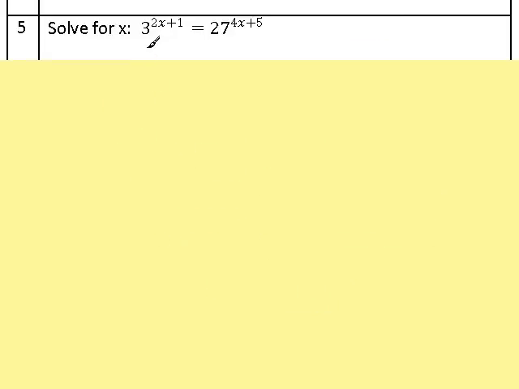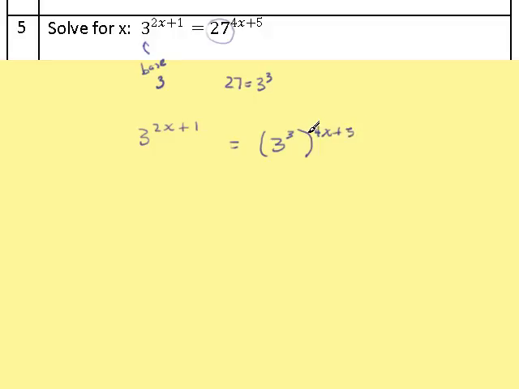All right, in number 5, we want to solve this equation. So we want to write both sides with the same base. Here we have base 3. This is base 3. So we'd like to write this in base 3 as well. And we can do that because 27 is equal to 3 cubed. So let's rewrite. So we have 3 to the 2x plus 1 is equal to, and I'm going to write 3 cubed to the 4x plus 5.